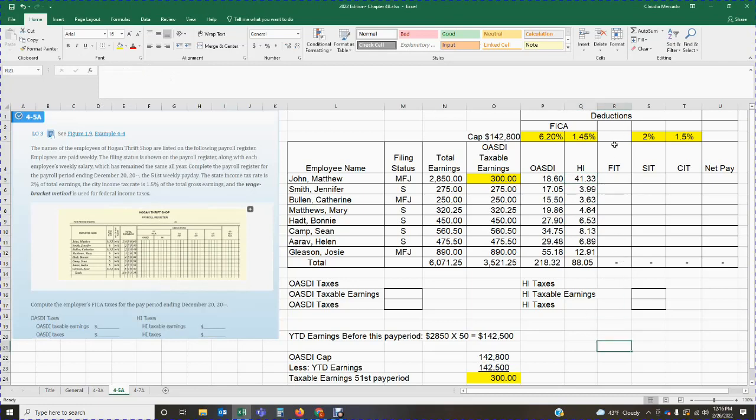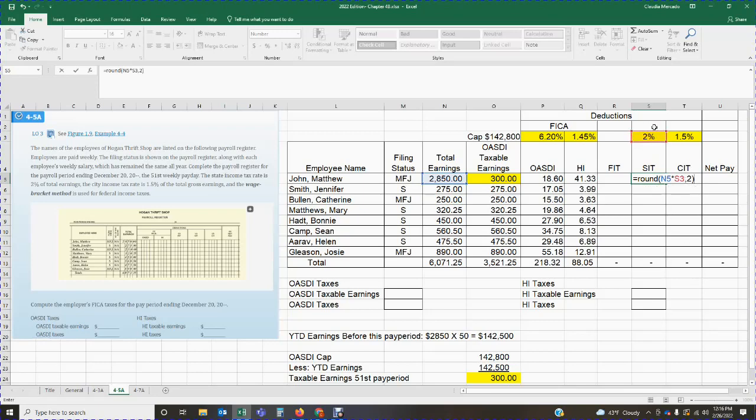I'm going to leave federal income tax blank for now, and I'm going to skip to my state income tax. I'm going to do equal, round, open parentheses, and I'm going to get my total earnings, multiply it by my state income tax rate of 2%, comma, I want to round to 2 decimals, close parentheses.